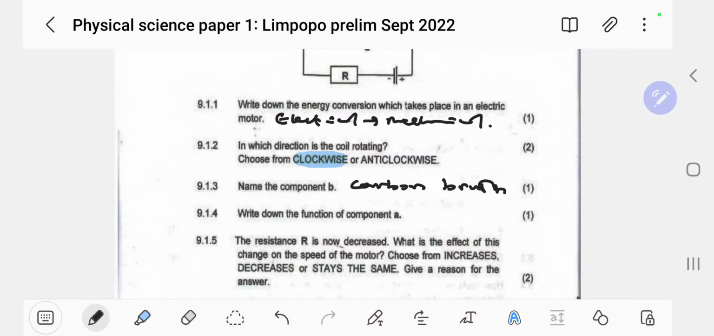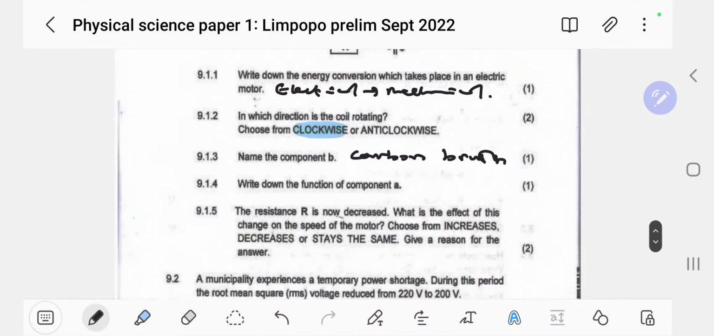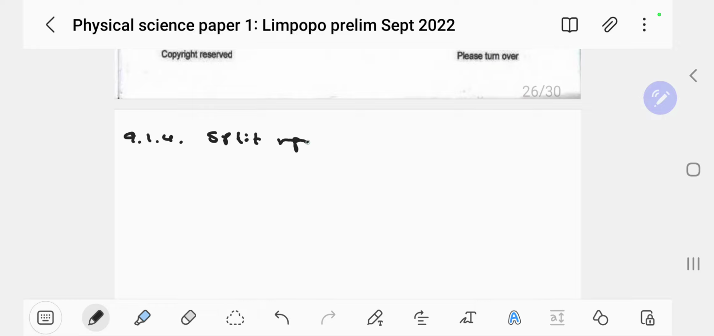It's a carbon brush, okay? Now write down the function of component A. Okay, so this is now 9.1.4. So this is the split ring. What is the function of the split ring?